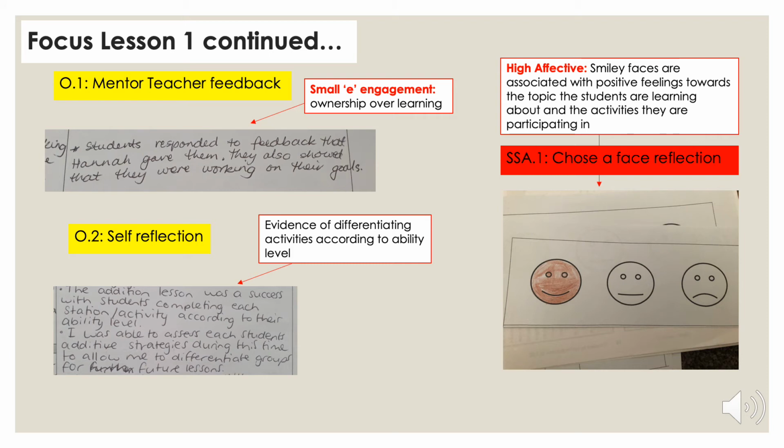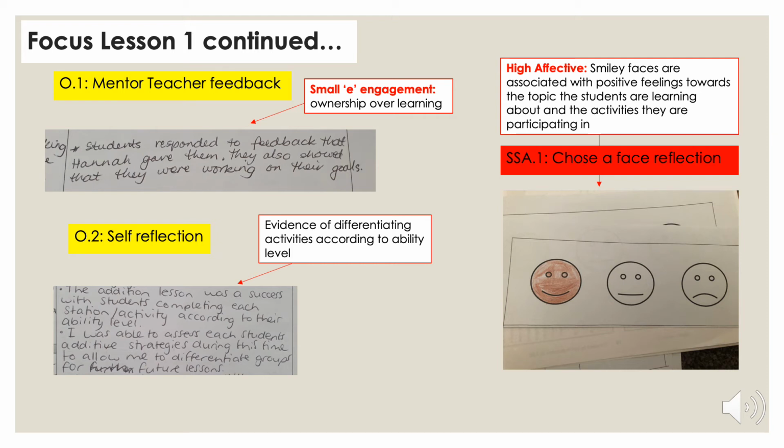High levels of student engagement can be seen within Observation 1, within the feedback given by my mentor teacher. All students were working towards their goal and responding well to the feedback that was given to them. Observation 2, my personal reflection, similarly shows how all students were engaging with their differentiated activity over the duration of the lesson.